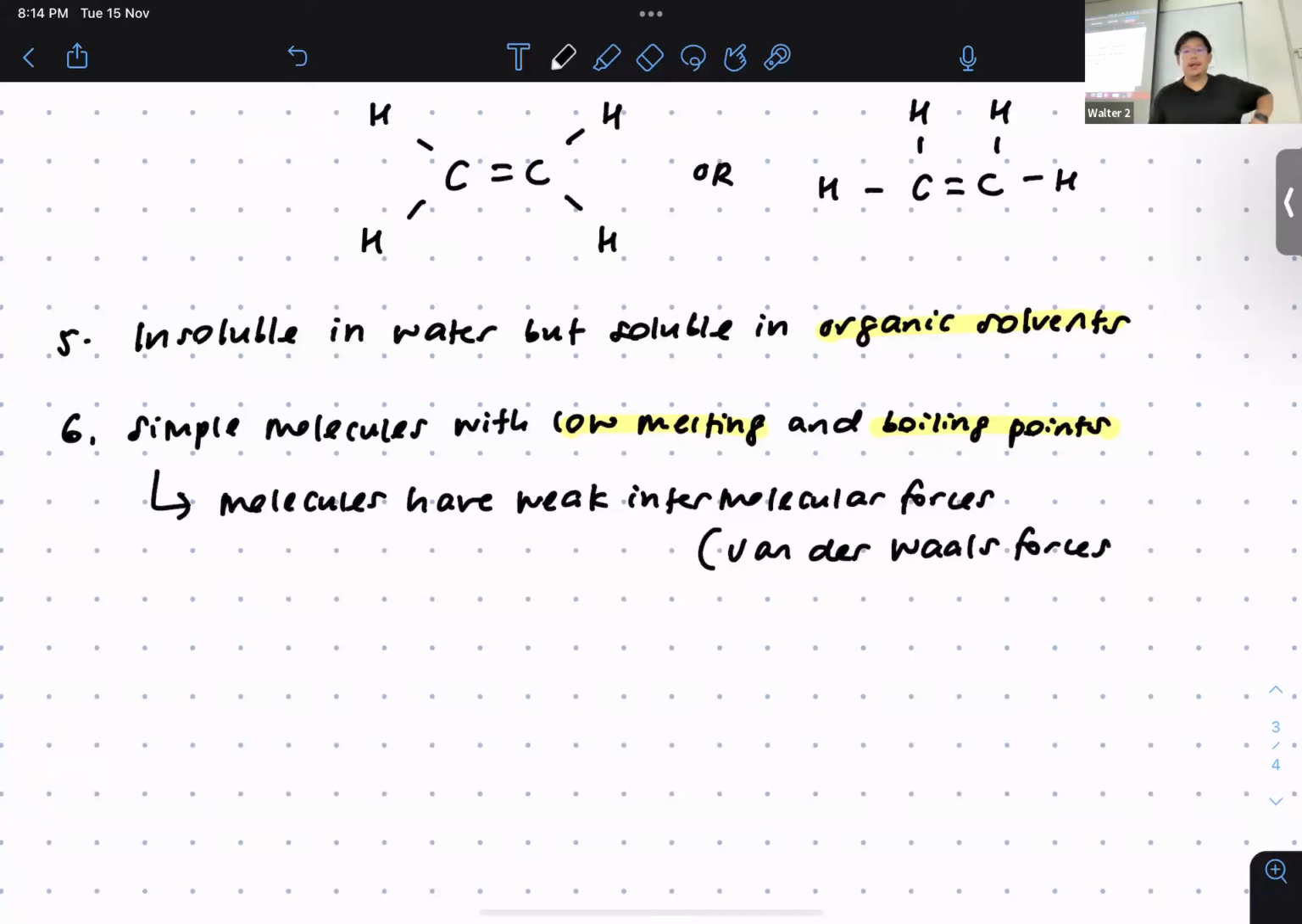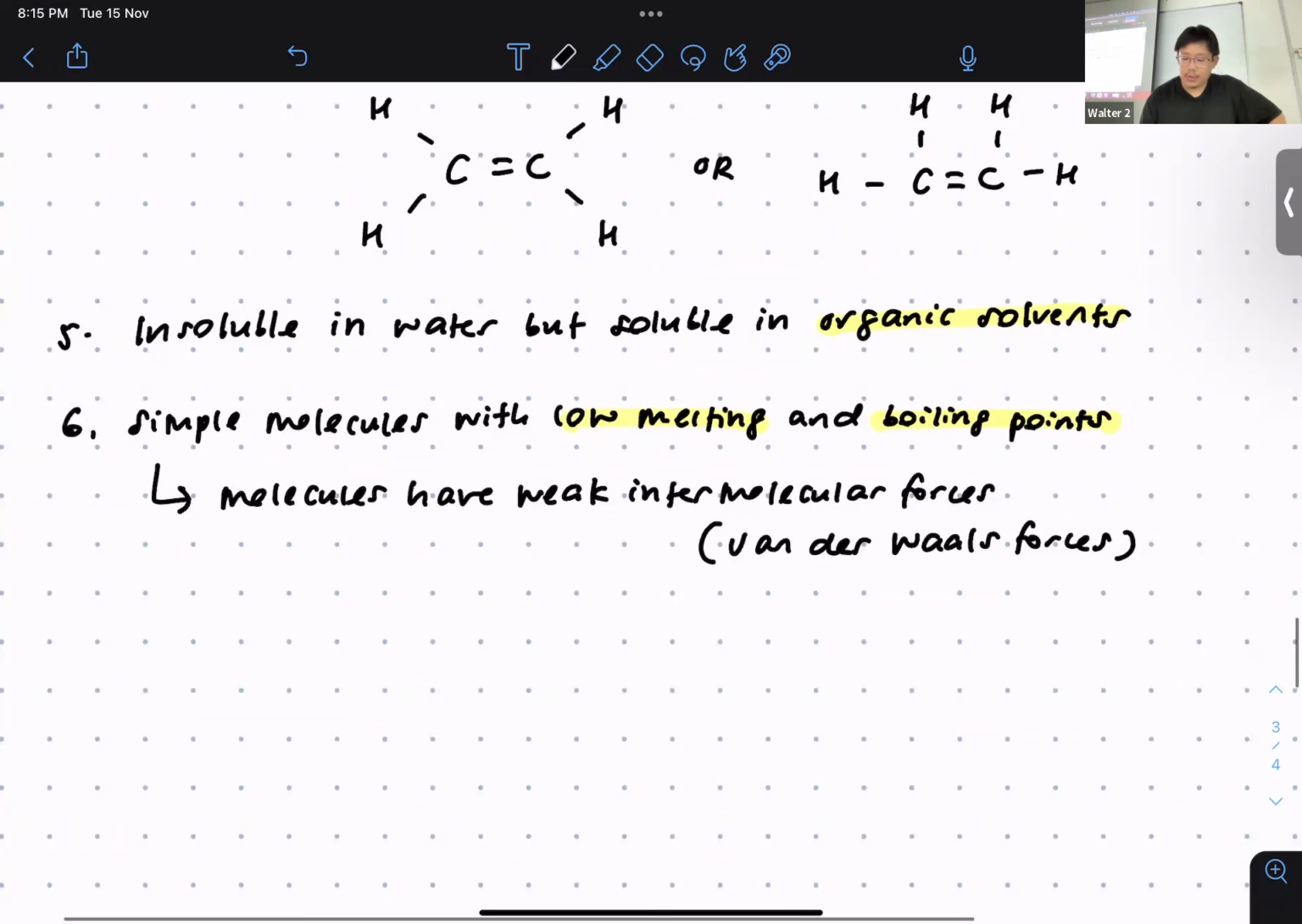But do keep in mind that the larger the molecule, as in the longer the chain of the molecule, the larger the van der Waals forces, because van der Waals forces is directly proportional to the size of the molecule. So when the molecular structure increases in size, they have stronger van der Waals forces, then you need a lot more heat to separate them. But generally we classify these molecules as simple molecules having very weak intermolecular forces. So they should have low melting and boiling points, just like any other simple molecules.